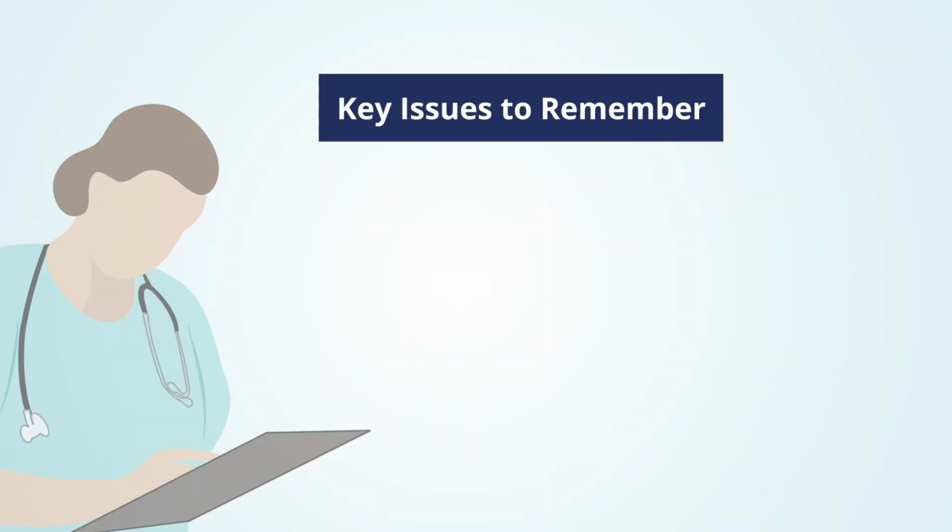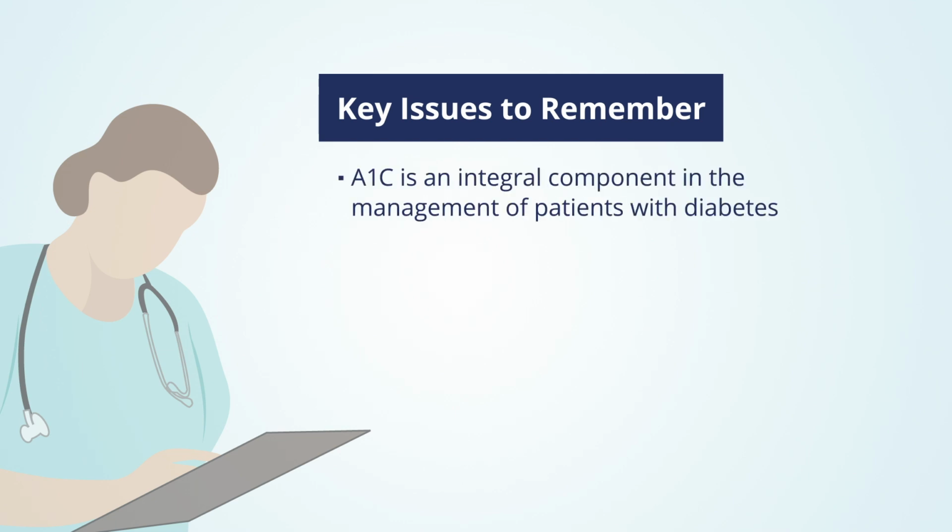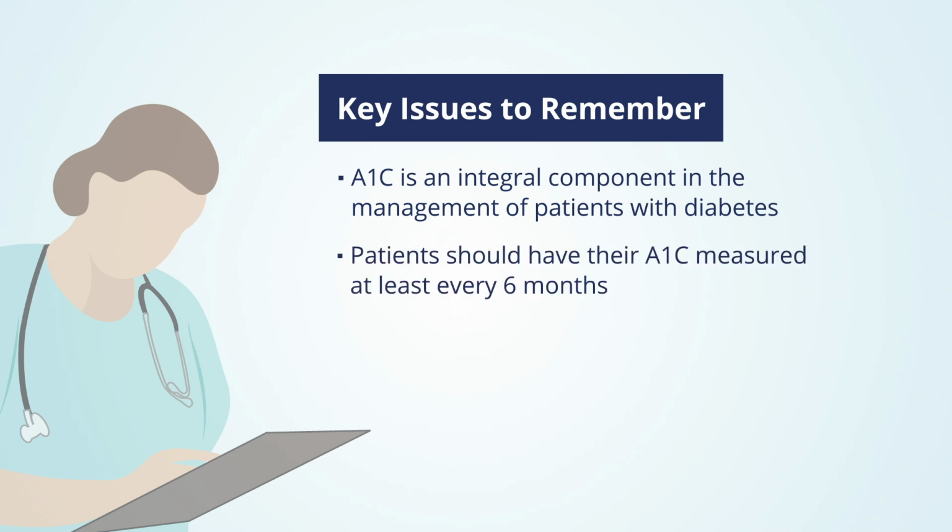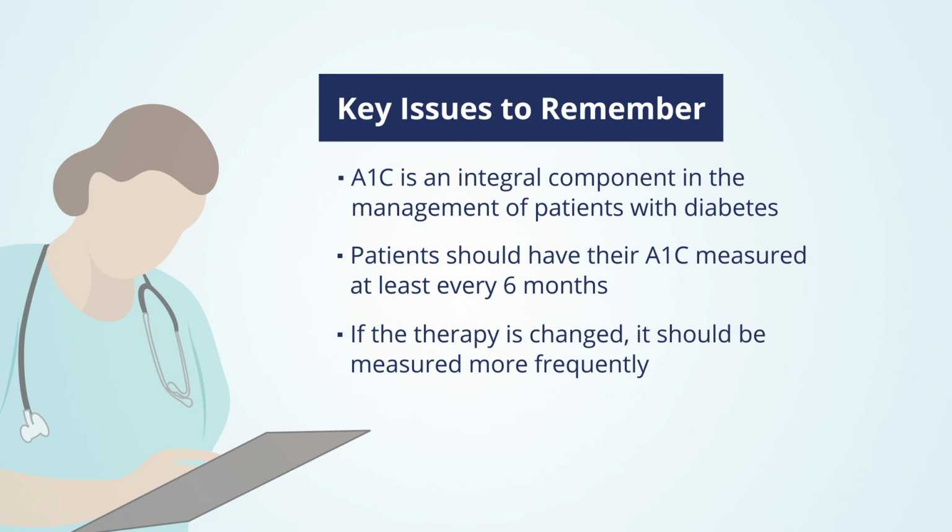The key issues to remember about interpreting hemoglobin A1C assays are that hemoglobin A1C is an integral component in the management of patients with diabetes. Patients should have the hemoglobin A1C measured at least every 6 months, and if the therapy is changed, it should be measured more frequently, perhaps as often as every 3 months.